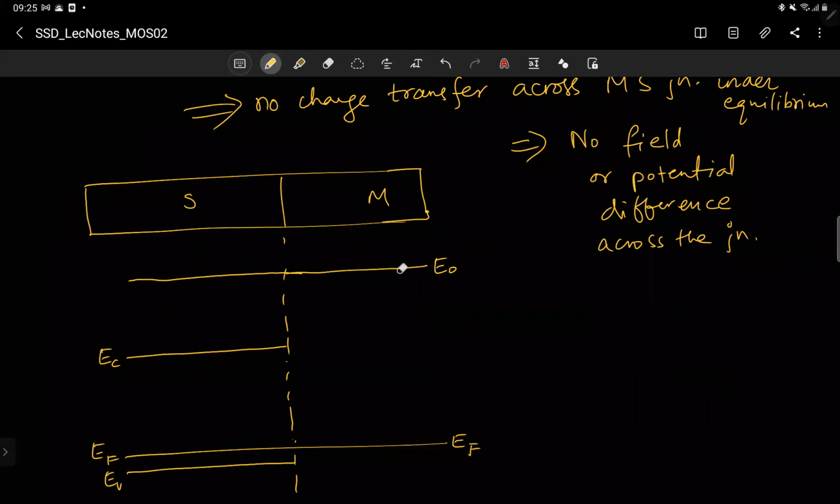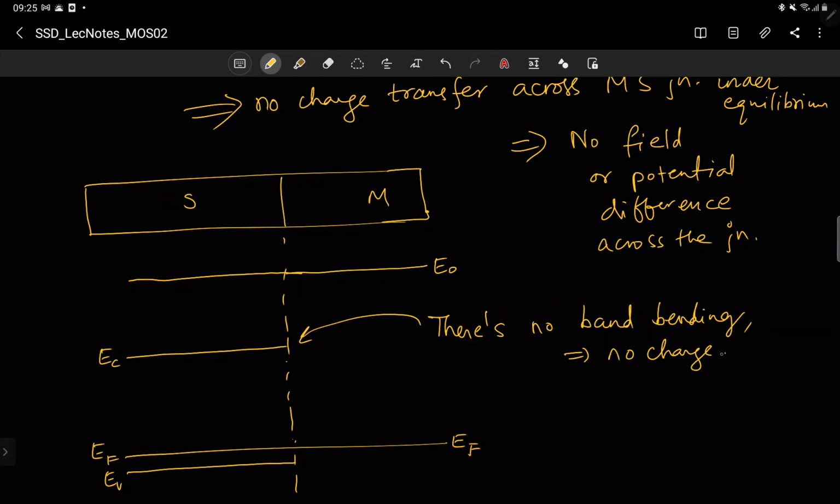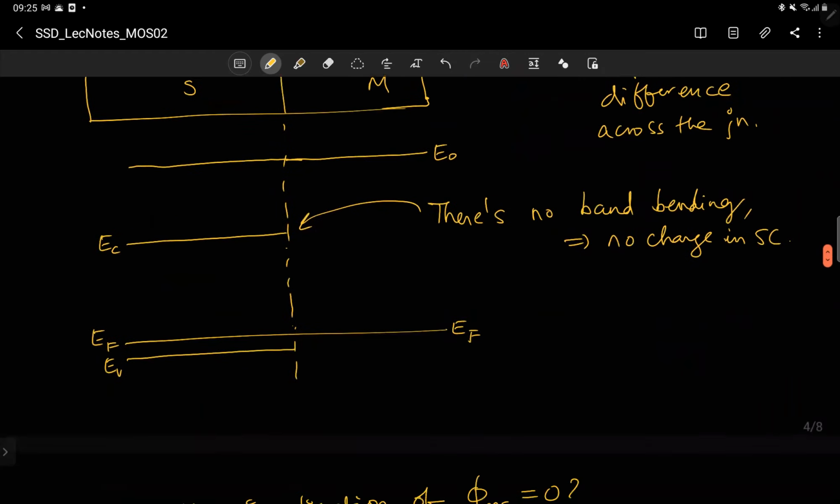So this is E naught, the vacuum level. So EC, EF, EV. Clearly you can see that there is no band bending, because band bending is what gives you charge, right? We have seen that in the PN junction. So there is no band bending, and no charge in the semiconductor. All right.